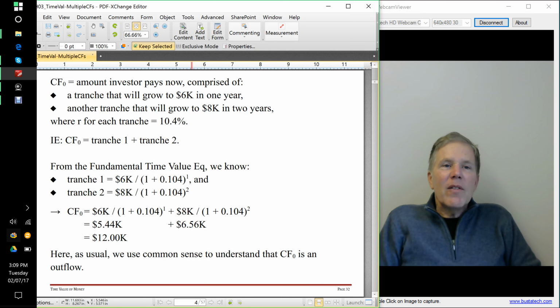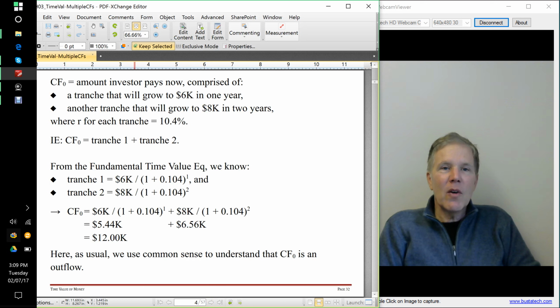So CF0 really represents two pieces. It represents a tranche, a piece of that CF0 that's going to grow to 6,000 in 1 year, and another tranche, another piece that's going to grow to 8,000 in 2 years. The interest rate for each tranche is 10.4%. So CF0 in this case represents tranche 1 plus tranche 2.